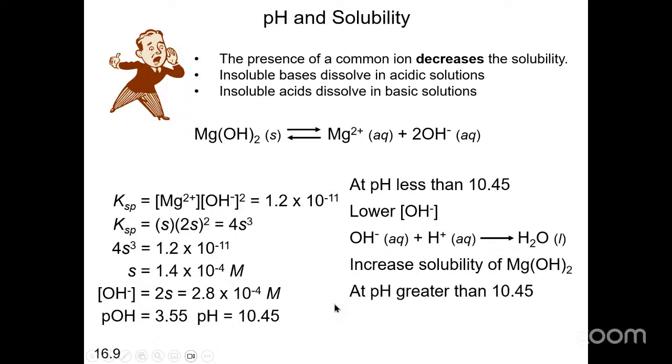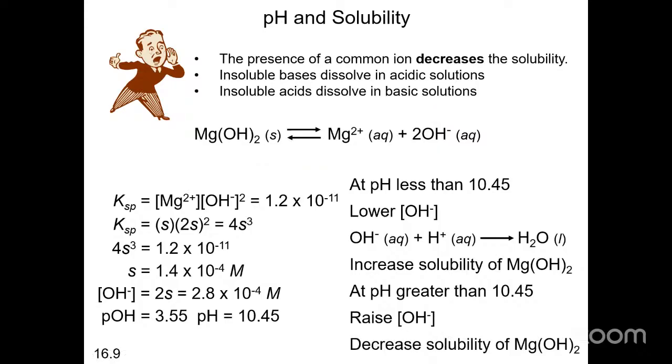All right? If the pH is greater than 10.45, well, we understand what's going to happen in that case. That means you're adding base to the system. So the concentration of the OH minus will increase. That will push the equilibrium to the left and therefore reduces the solubility of the magnesium hydroxide, right? So for basic sparingly soluble ionic compounds, an increase in the solubility will occur if the pH of the solution is lowered. If the pH of the solution is increased, then that means that the solubility will decrease, all right?